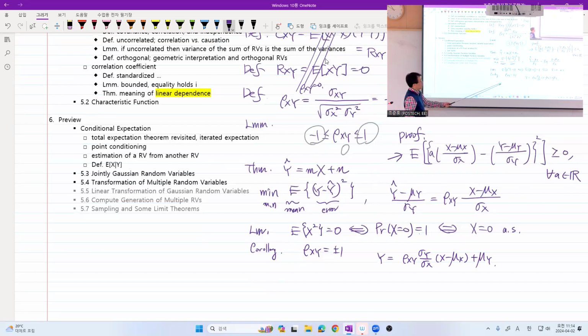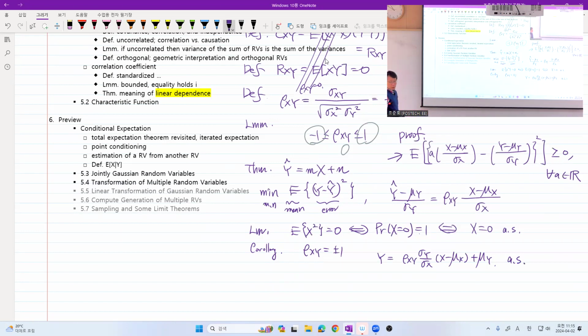You have this equality almost surely. Got it? Because if you substitute a with rho xy, which is plus minus 1, then this equals 0 almost surely means that after rearrangement, you have that. Okay? And you will repeatedly see this form again and again and again. Okay?